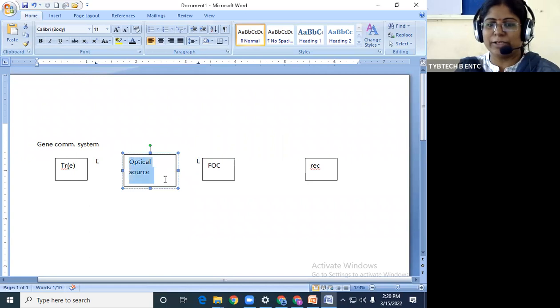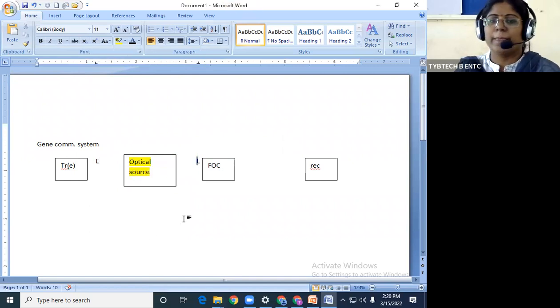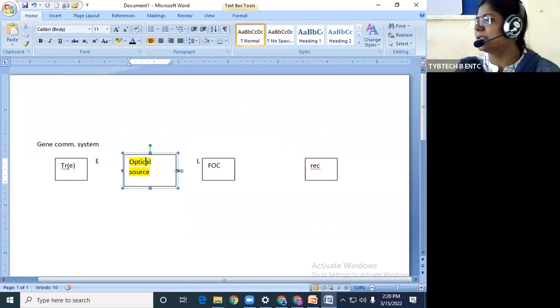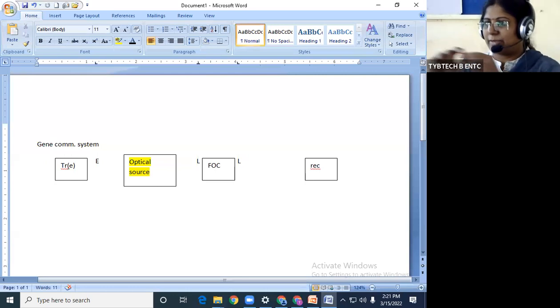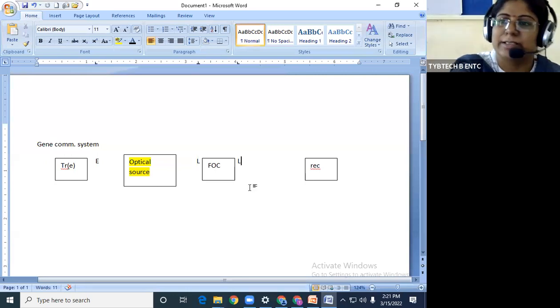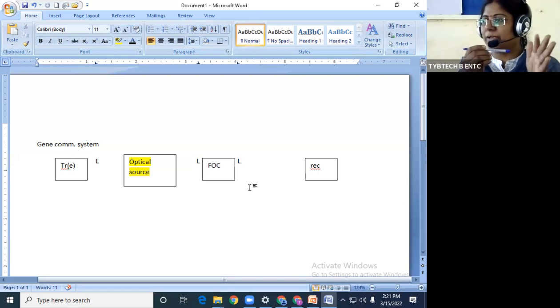So compared to our general communication system, which block has been added here additionally? The optical source. Now this electrical signal is generated from here, the optical source converts it in the form of light and gives it to the fiber optic cable. Now all this part is the transmitter part. At the output of the fiber optic cable, the signal is in which form? Light. Suppose you consider this is the optical fiber. This is the transmitter side. Here we have converted it in the form of light. It is passed through the fiber.